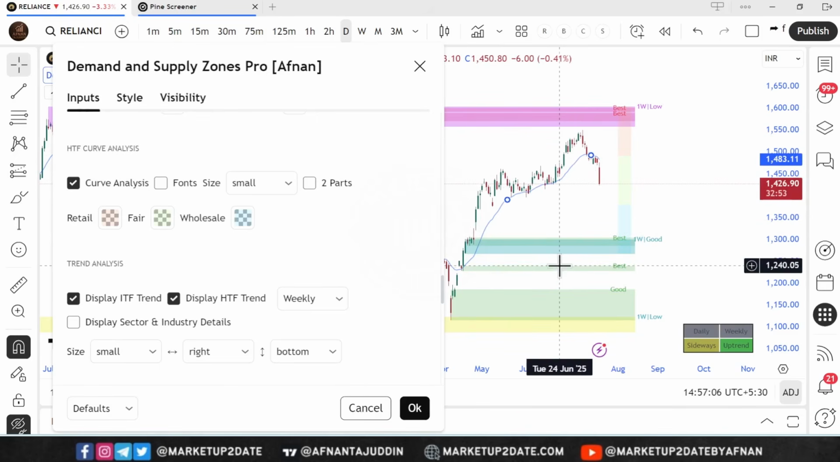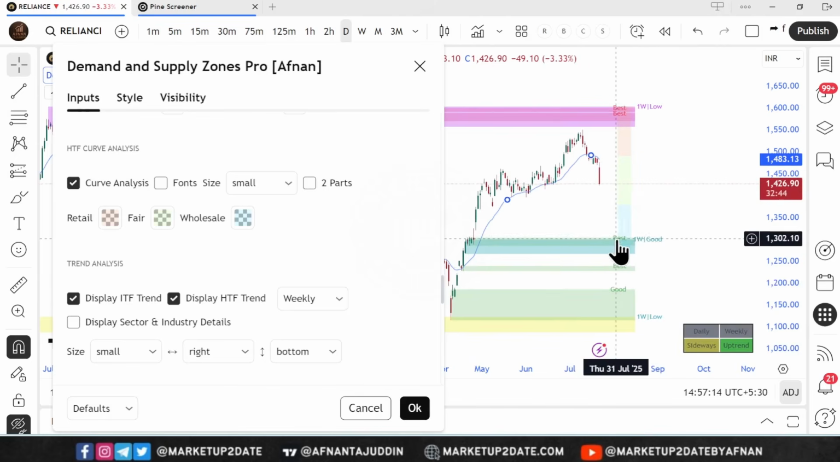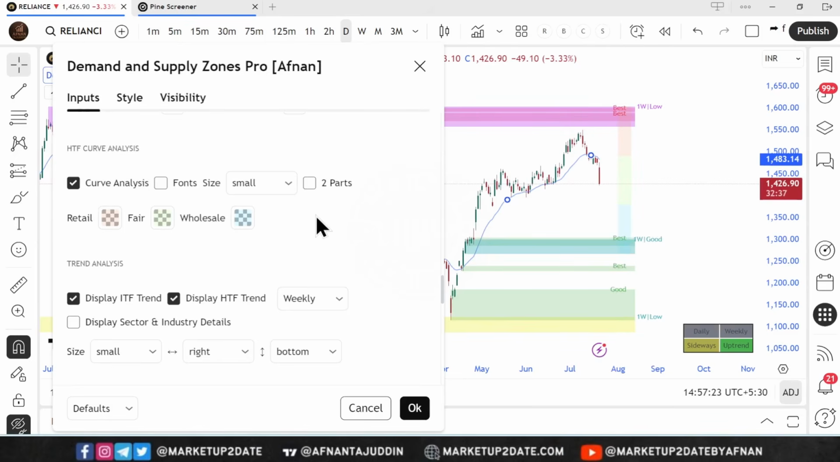If the market is sideways with no clear trend, you should be very cautious about trading in the fair green area. It is best to stick to the extremes, buying deep in the wholesale area. This single feature gives you powerful higher timeframe market context right on your lower timeframe chart.